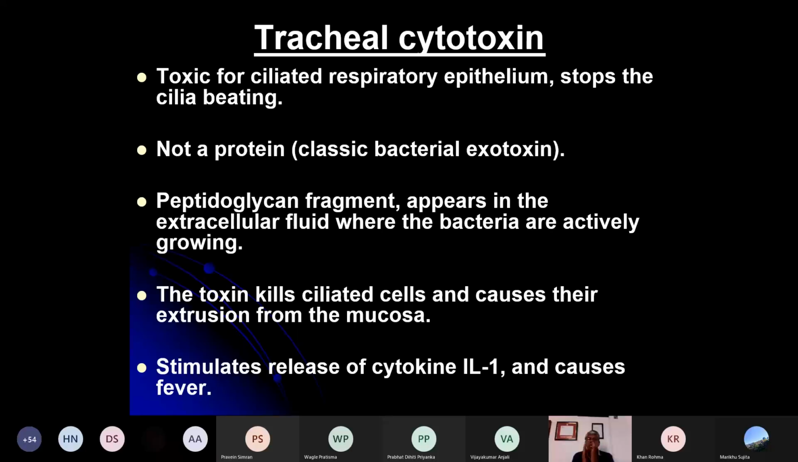Now a dead cell cannot remain in its position. So what happens? That dead cell falls off into the tracheal cavity. This also stimulates interleukin 1, and interleukin 1 is related to causing fever. So the inflammatory cycle is activated because of tracheal cytotoxin, and so the systemic effects of inflammation are a result of stimulation of cytokine IL-1 and other factors which lead to fever and other clinical features of pertussis.